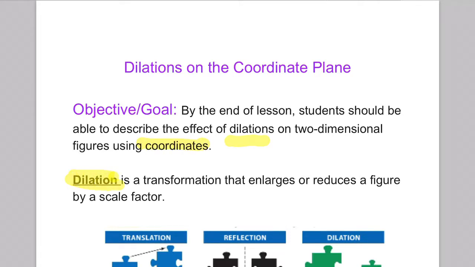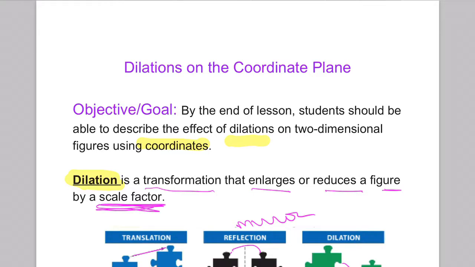Here's your definition, which you might find on the note check, of course. A dilation is a transformation that enlarges or reduces a figure by a scale factor, which you may have remembered from last year in geometry. Translations, remember, are slides. Reflections are mirror images. And dilations either make things bigger or smaller.